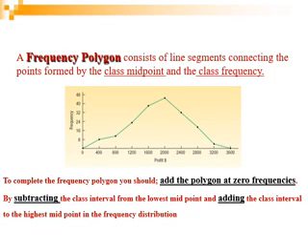The second graph that we will study is a frequency polygon. The frequency polygon consists of line segments connecting the points formed by class midpoint and class frequency. Note that in the frequency polygon we don't use the class intervals, but we use the class midpoints. So this is the difference between the frequency polygon and the histogram.